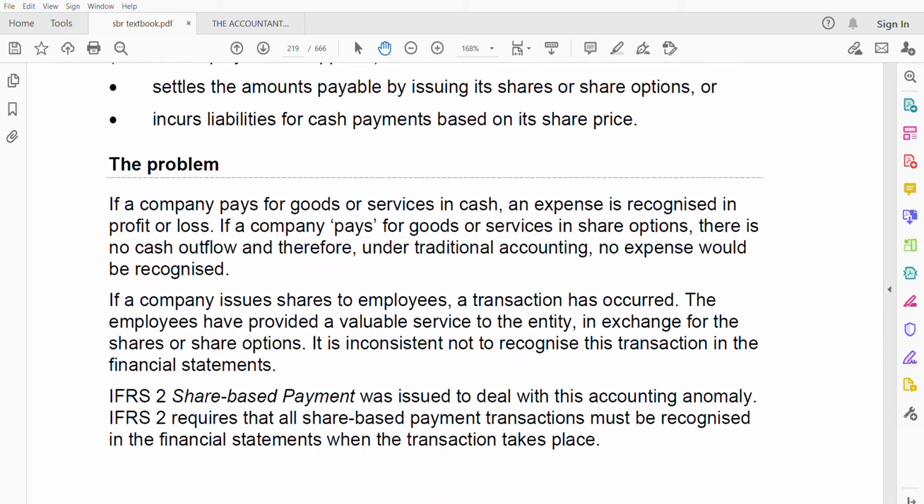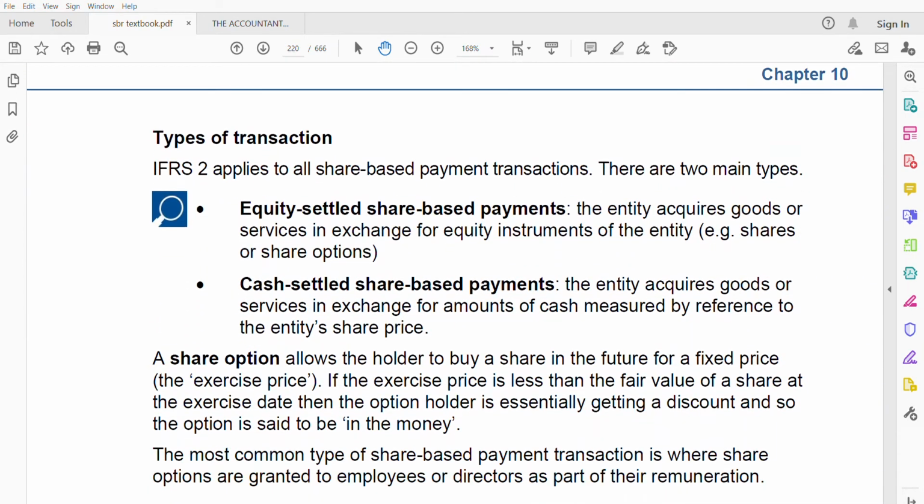Now there are two types of transaction. One is known as equity settled share-based payment, the other one is settled in cash, and IFRS 2 applies to both. When it's equity settled share-based payment, the entity acquires goods or services in exchange for equity instruments of the entity. Equity instruments means, for example, shares or share options. And if it's cash settled, it's easy to understand that you are paying in cash. You are acquiring goods and services and you are paying in cash, but by reference to the entity's share price.